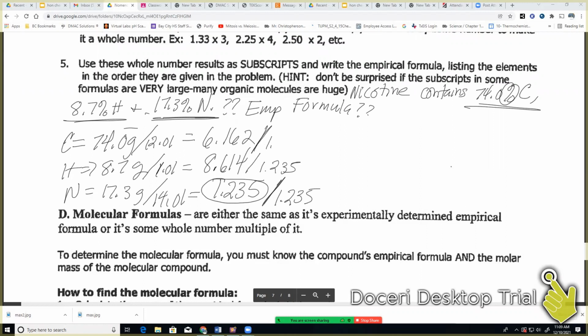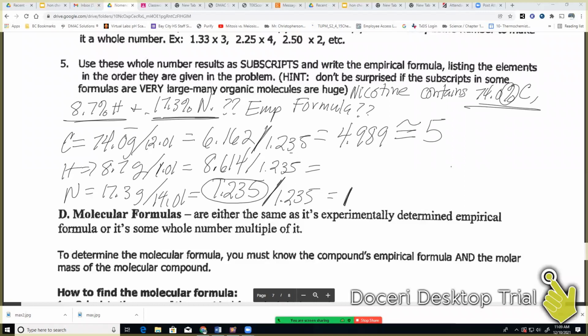1.235 and 1.235. Now this is where I'm trying to get my subscript. So it would be nice if we had nice whole numbers. So this one's going to give me a 1. For my carbon, 6.162 divided by the 1.235 gives me 4.989, which we're going to say is close enough to 5.